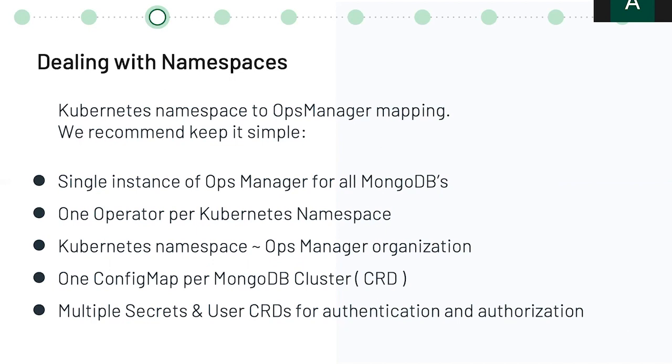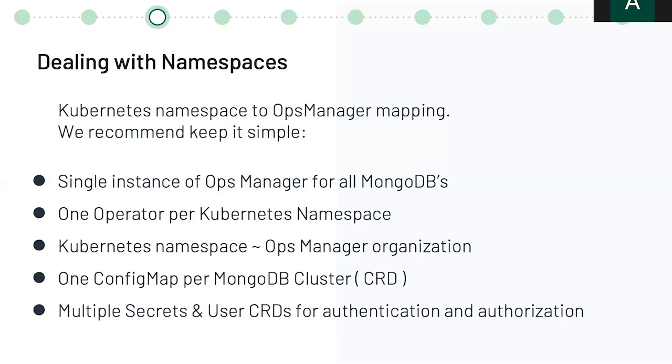So, dealing with namespaces. There's lots of ways we can map the MongoDB service and the Ops Manager representation and the Kubernetes representation of that service. Typically what we say is keep it simple. We'll keep a single instance of Ops Manager for all MongoDBs in your infrastructure, and one operator per Kubernetes namespace. We do recommend deploying a separate operator for each namespace. It simplifies operations and separates which namespace and how you manage those processes. We could deploy the operator cluster-wide, but there are only very few cases when that makes sense.